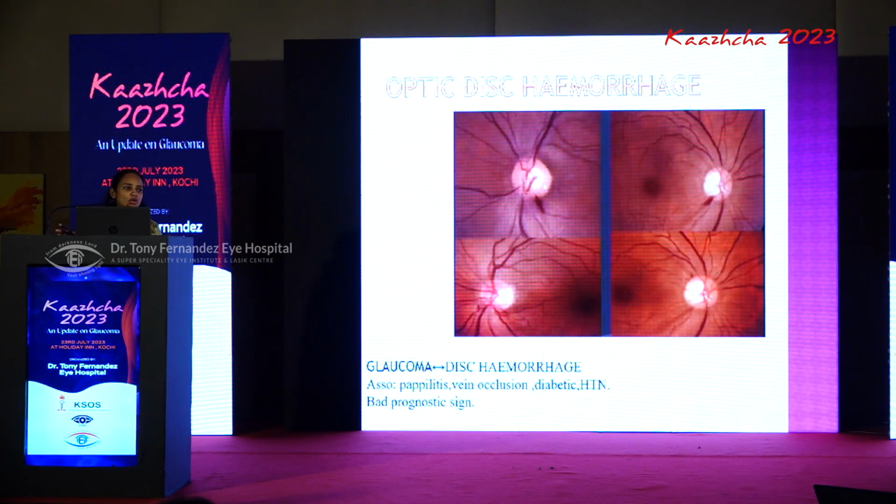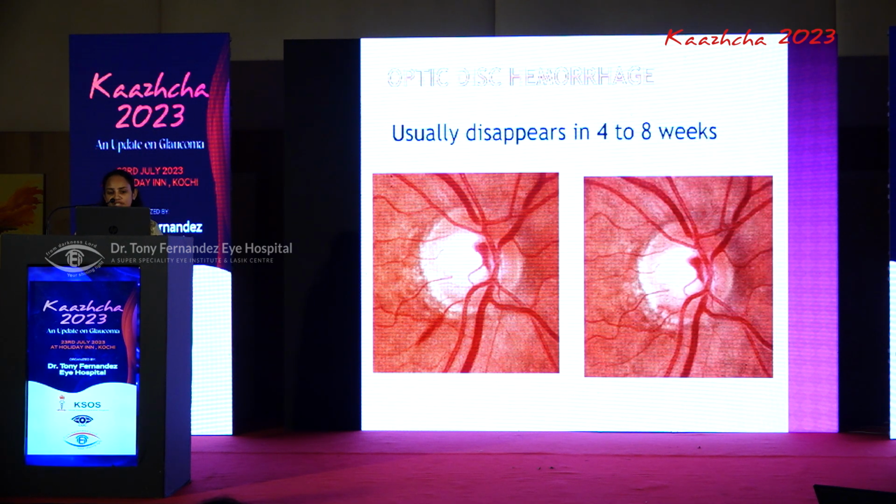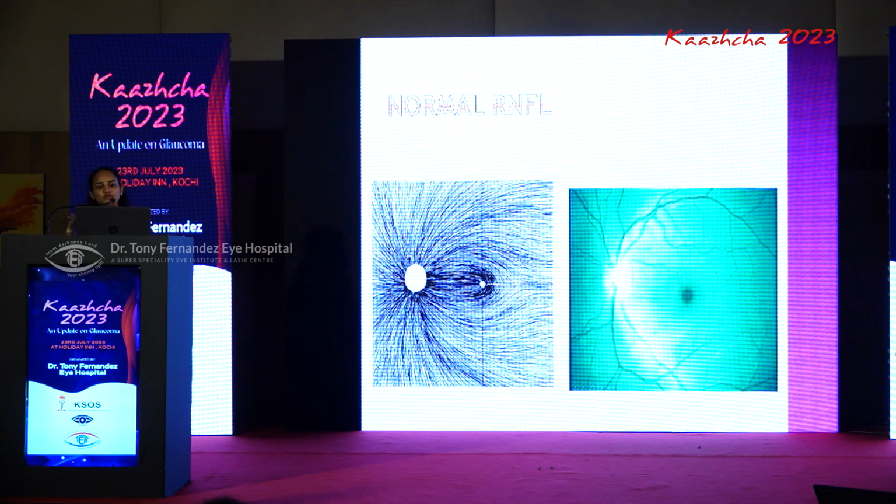And as far as glaucoma is concerned, disc hemorrhage is a bad prognostic sign. It usually precedes visual field defects and retinal nerve fiber layer defects. It's more commonly found in normal tension glaucoma. And disc hemorrhages usually disappear in a time period of 4 to 8 weeks.